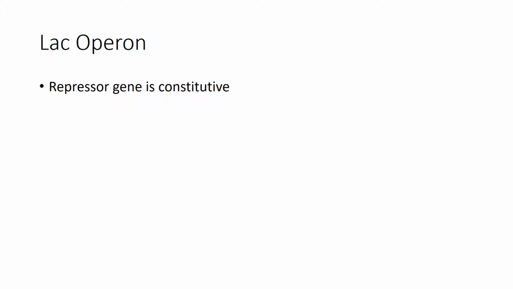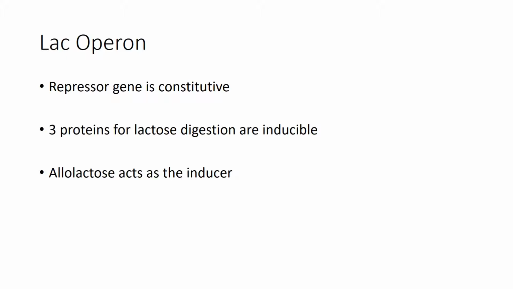The lac operon is just a quick review. The repressor gene for the lac operon is constitutive. There are 3 proteins that are used in the digestion of lactose, and unless there's lactose present, those 3 genes are turned off. Our inducer for this entire thing is allolactose. Allolactose is the thing that's going to allosterically regulate the repressor that is normally blocking transcription from happening.